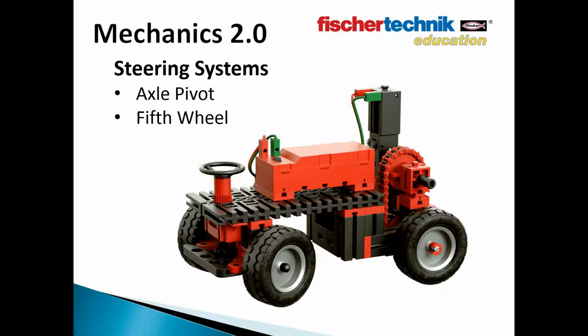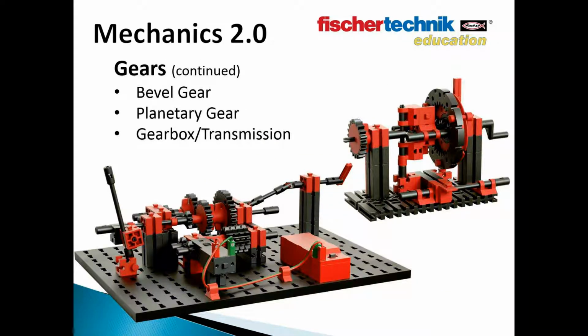Steering systems using axle pivot steering and fifth wheel steering are explored and compared. Next, students will build and study models of a compound gear unit, a planetary gear, and a bevel gear unit. Students then experiment with the differences in speed and direction when shifting from one gear to another in each, and they learn where such gears are commonly found. Students will also build a model of a kitchen mixer which combines both a bevel gear and a planetary gear.